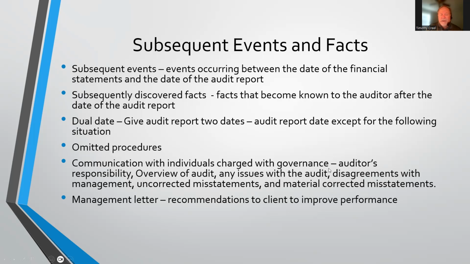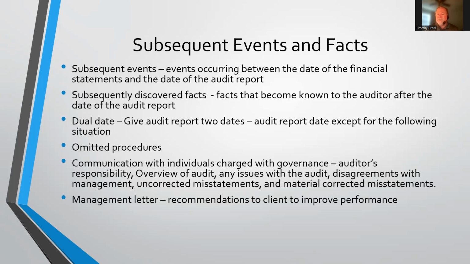Basically, they would talk about matters with them, such as the auditor's responsibility in the audit, an overview of the audit and how they did the audit, any issues with the audit that were maybe unusual, any disagreements with management, such as if the auditor said this needed to be done this way but management refused, or they had a huge disagreement about it, any uncorrected misstatements, or any material corrected misstatements. They found something material, but management did make a correction. This is just an overview of some things, but there are other things too.